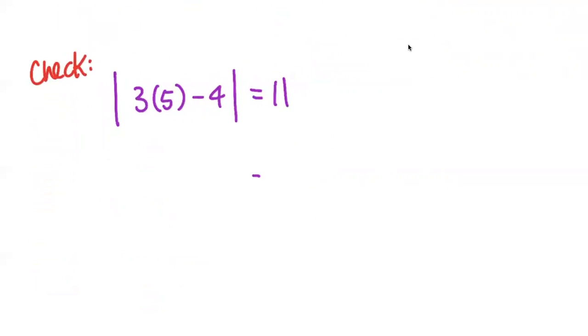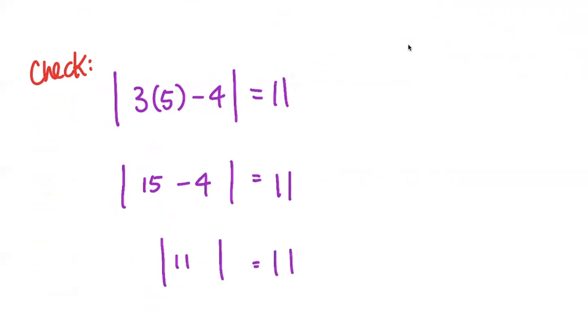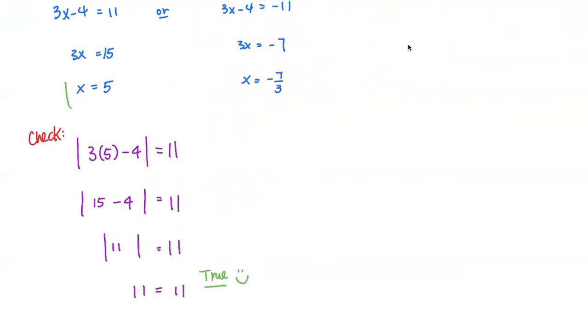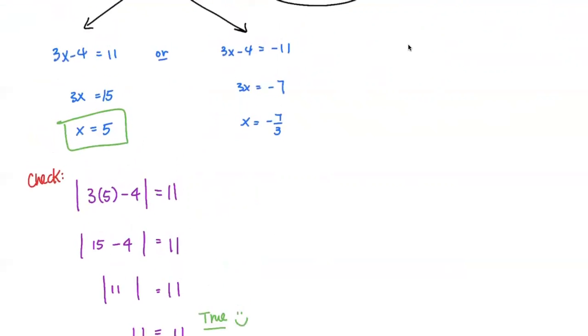So we say, all right, let's go ahead and do the check. So we say 3 times 5 is 15. Minus 4 is equal to 11. Now we're not finding x here, we're checking, so we do not have two possibilities here. We just do the PEMDAS thing. We just want to find out if the left is equal to the right. So we say 15 minus 4 is 11. So the absolute value of 11 is equal to 11. We say, hey, that is indeed a true statement. Let's put a smiley face next to it. We're happy. It's true. So x equals 5. Good. It's a solution.